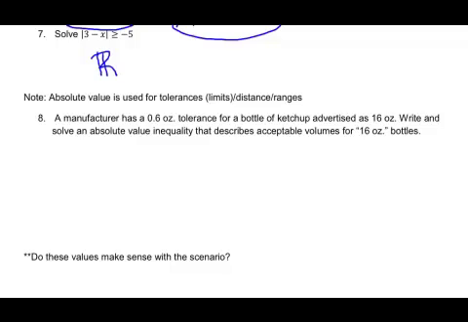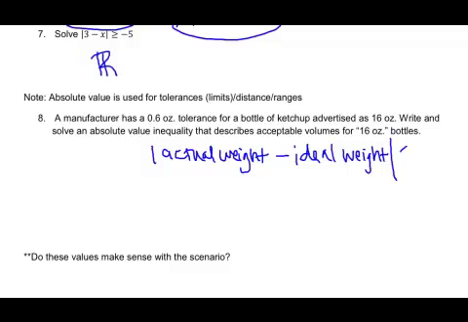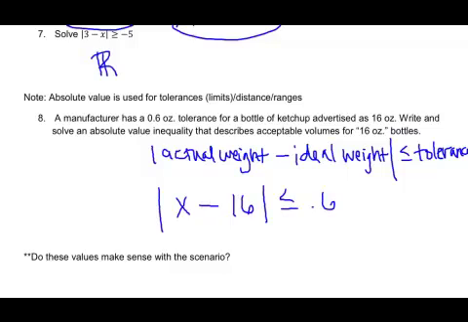So we know that our tolerance is 0.6 ounces. So we're going to take the actual weight of the bottle of ketchup in this case. We are going to subtract the ideal weight, and that should be less than or equal to the tolerance. So now we just plug in the information that we know. The actual weight, we don't know what it is. That's what we are trying to find, so we're going to call that x. We know that the ideal weight, or what the bottle should be, is 16 ounces. And we know that the tolerance, or the range, can be 0.6 ounces.